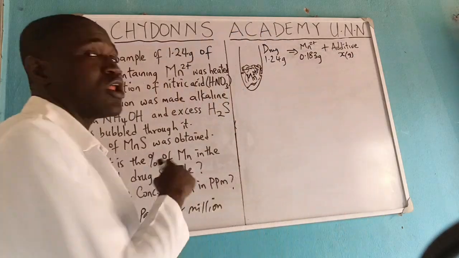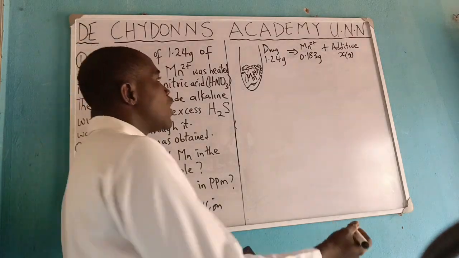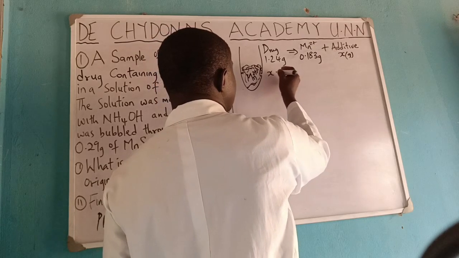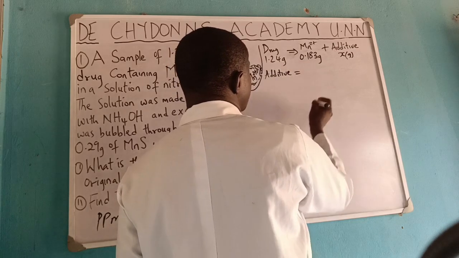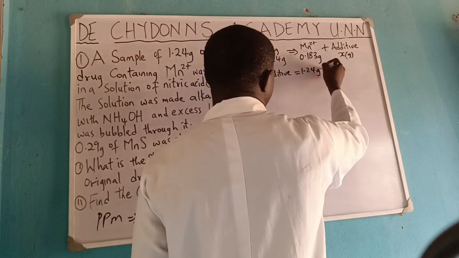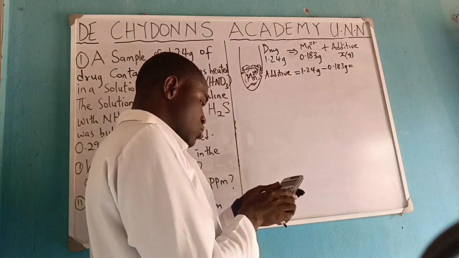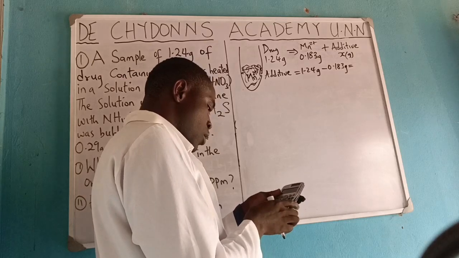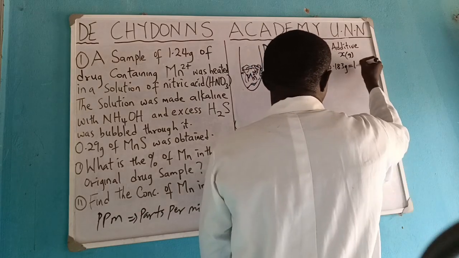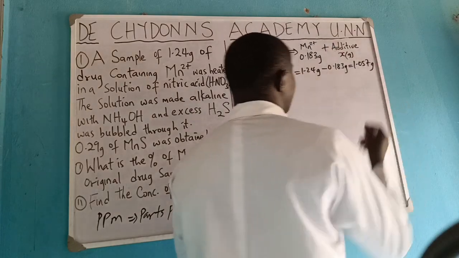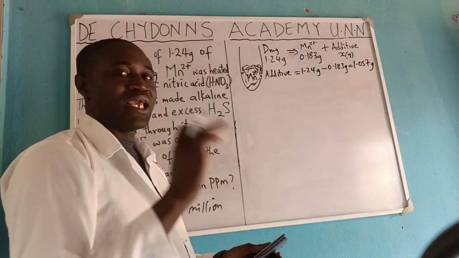Remember, the question did not tell us to get the additives. Yes, but in case you are asked to get the additive, what you need to do is you say the additive, which is X, is equals to 1.24 gram minus 0.183 gram. You subtract 1.24 minus 0.183. That will be giving you 1.057 gram. That is the additive. That is the other excipients that is not manganese in that drug.